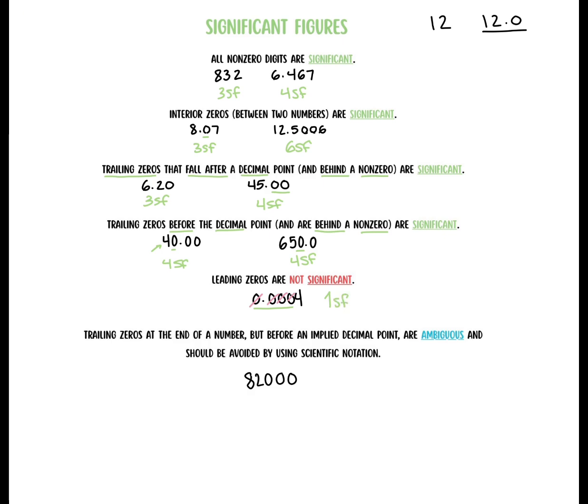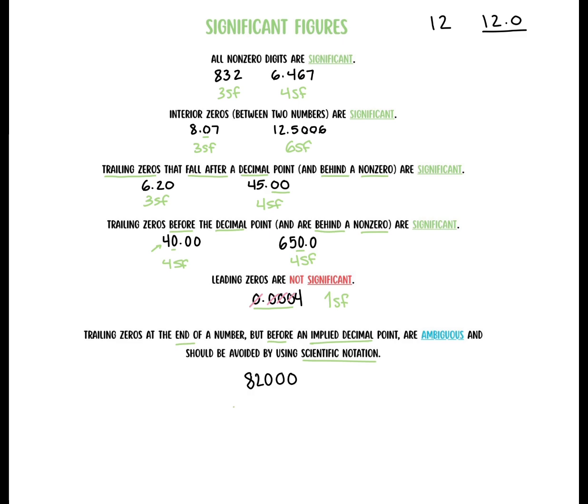And lastly, rule number 6 states that trailing zeros at the end of a number, but before an implied decimal point, are ambiguous and should be avoided by using scientific notation. This states that any zero that is behind a number, but that is before an implied decimal, and we say implied because there is no decimal telling us, right? There is no decimal point. It's just implied. It is going to be ambiguous, right? And the best way to avoid this ambiguity is by writing it in scientific notation.